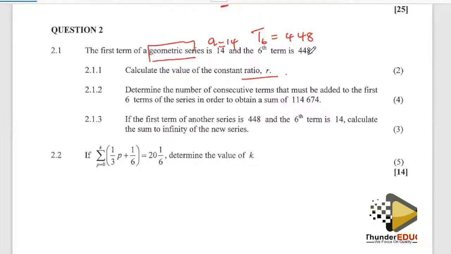So this one, we know that the general term of the geometric sequence is Tn given as a r to the n minus 1. If we're talking about T6, it's going to be a r to the 6 minus 1, which is 5. And then I'll replace, so 448 is equal to our first term, which is 14, times r to the exponent of 5. Okay, then we can divide both sides by 14.